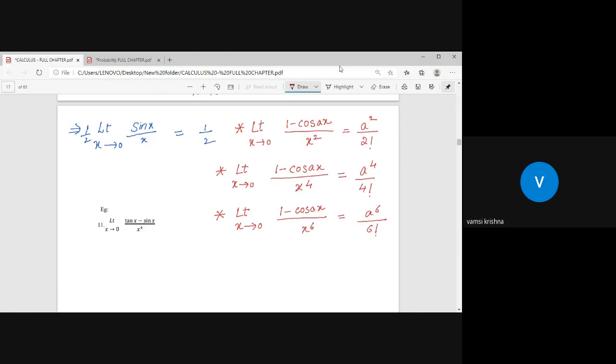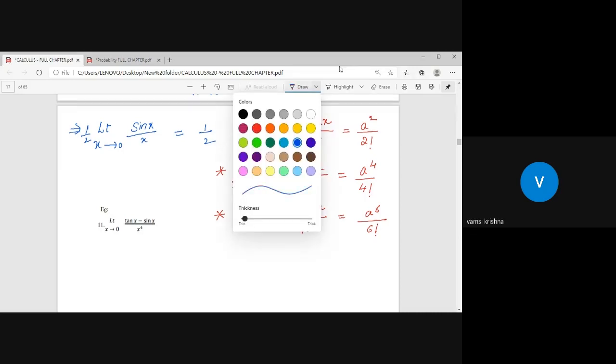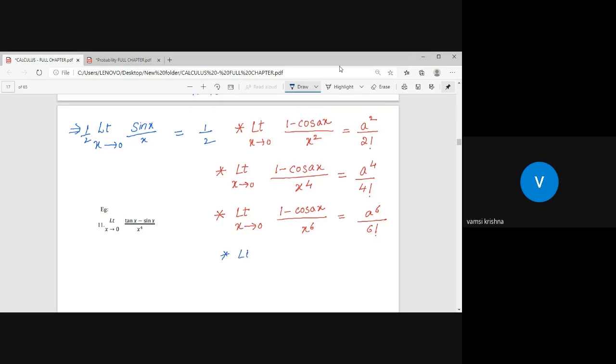So this is our cosine function value: when you have a question like 1 minus cos ax by x power n, the answer is a power n by n factorial when n is even. If n is odd, like limit x tends to 0, 1 minus cos ax by x cube, then the result will be 0. Remember this: x cube, x power 5, like this. For those, the formula is not valid.